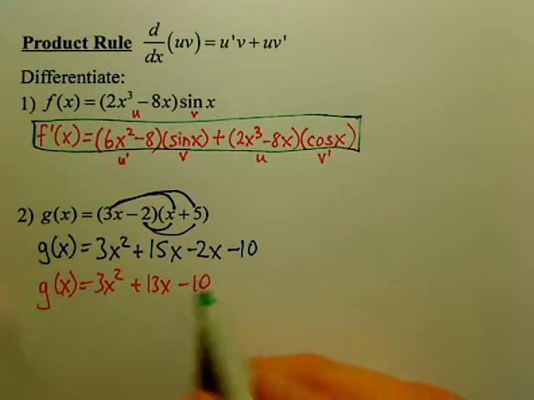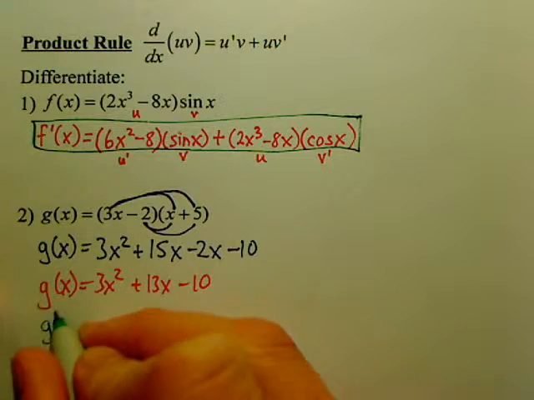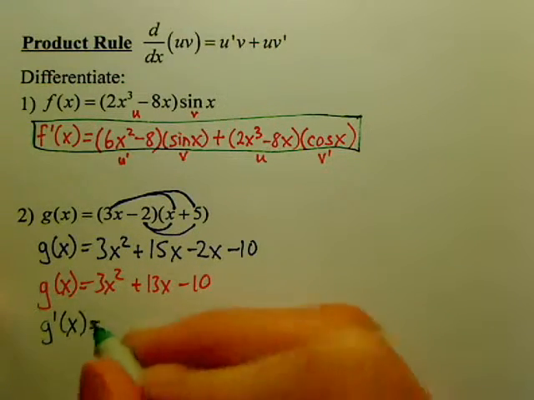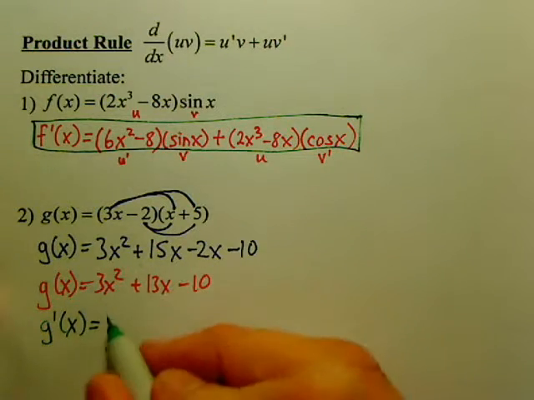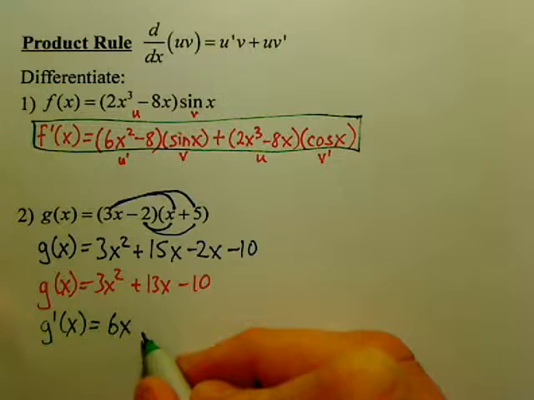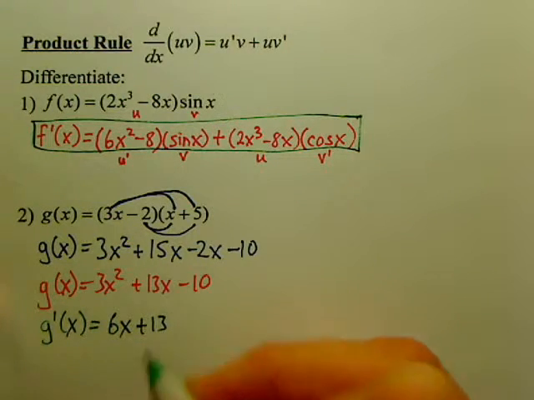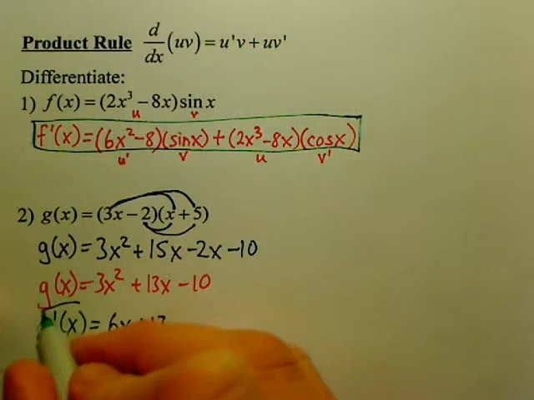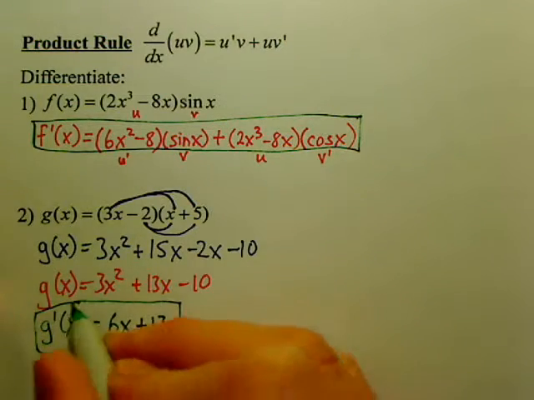And then if I differentiate this, I get g prime x is equal to, well, this is going to be what? 6x. And this? Oh, that's 13. There's the derivative. I think that's a lot easier.